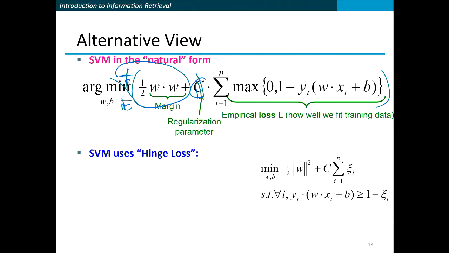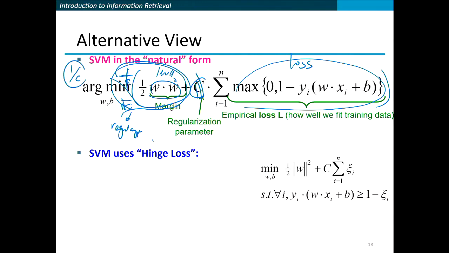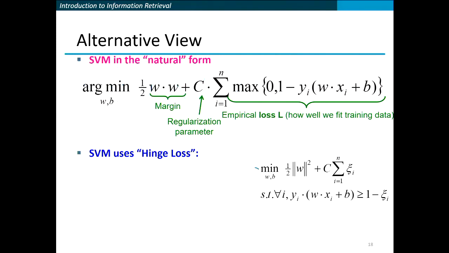This is the normal form. You can think of this as our loss, and this one as our regularization, because this is our W L2 norm, right? And the regularization strength is 1 over C. Although here we say C is a regularization parameter, it is not called that because it multiplies the regularization term. You can think of the margin as the regularization term, because C is a constant you choose.